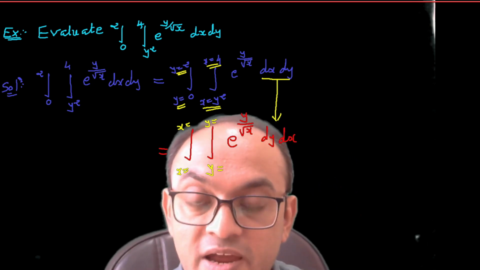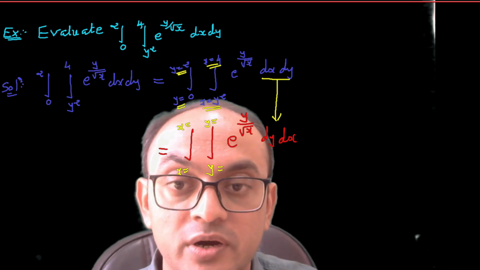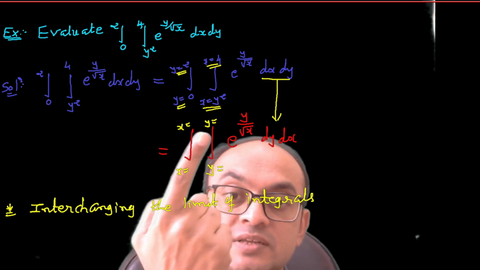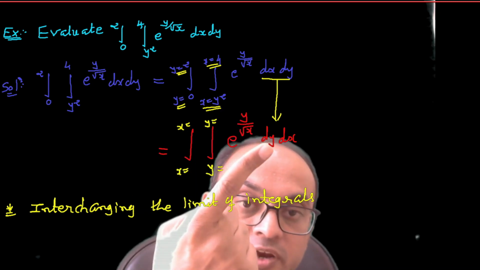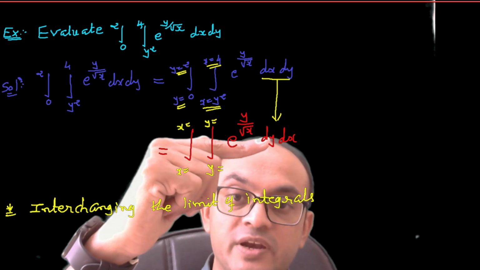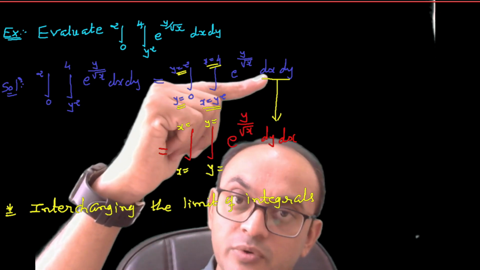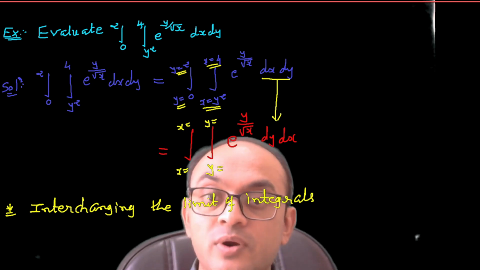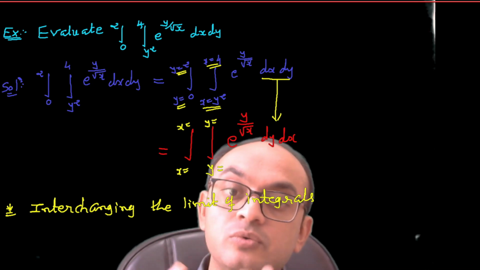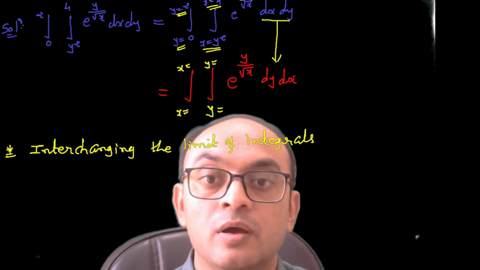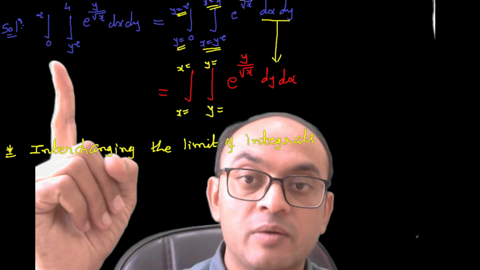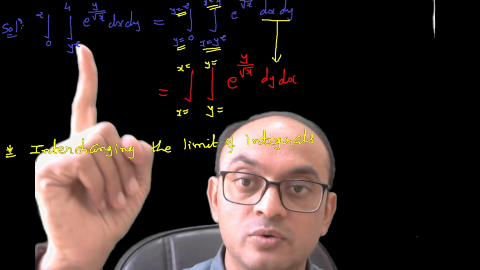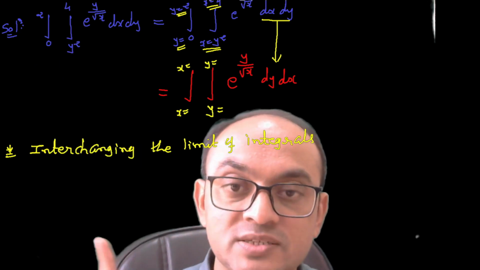This is the new concept, and this concept is called interchanging the limit of integrals. That means if our integral is in this form dx dy, then we convert it into dy dx, or vice versa. If it is dy dx, then we will convert it into dx dy. Clear? So now let us try to understand with this example how this concept is working. What is the integration we have been given? Double integration, y is equal to 0 to 2 and x is equal to y square to x is equal to 4.